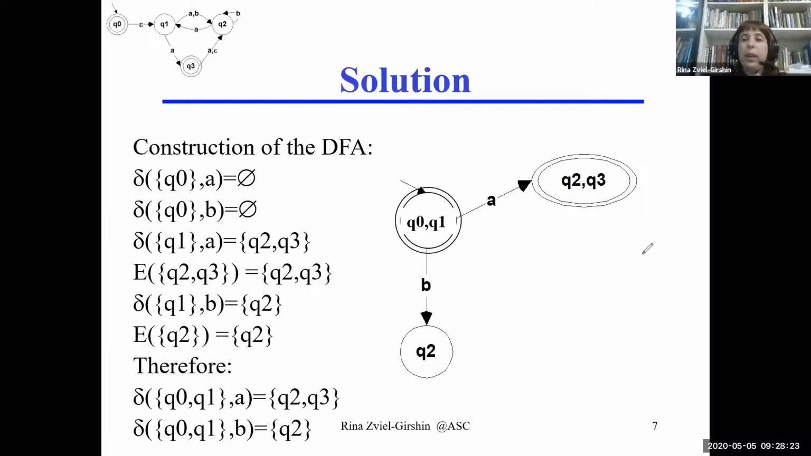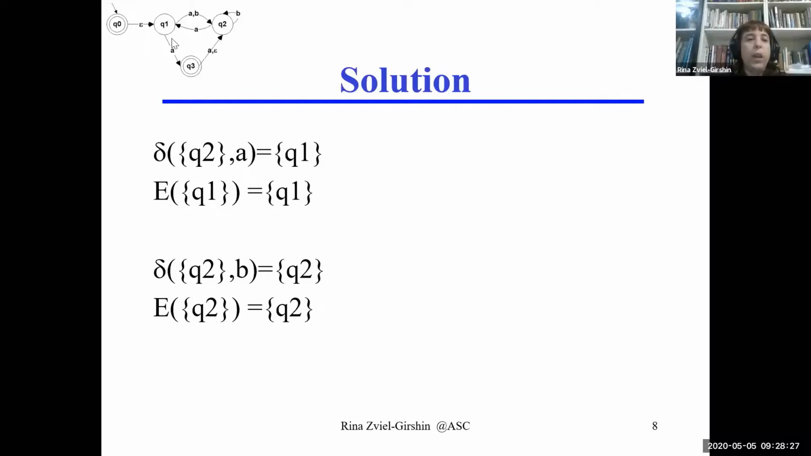Okay, so let's do the next step for Q2. I'm looking at the original automaton. Q2 with A, I can move to Q1. The epsilon closure of Q1 is Q1 itself, since I don't have any epsilon transitions, so it was easy.